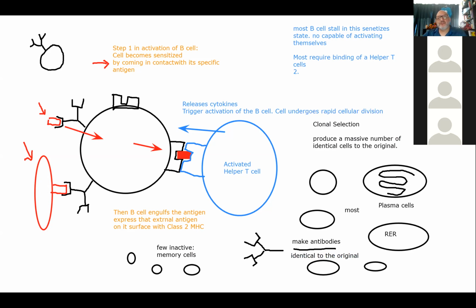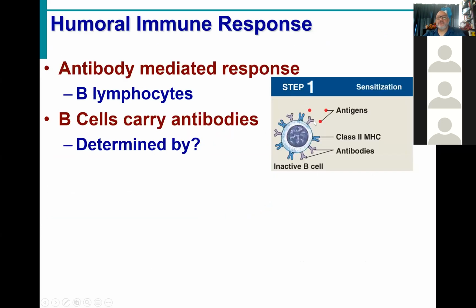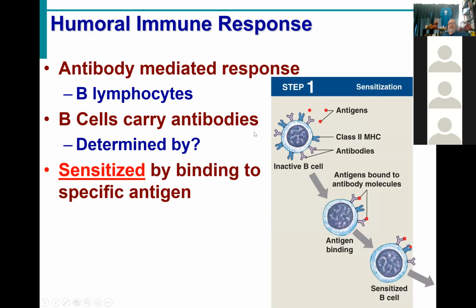Let's look at the pretty pictures from your textbook. So here we have a B cell with its class 2 major histocompatibility complexes and its IgD antibodies. And it comes in contact with this cute little red antigen. When it comes in contact with the cute little red antigen, it binds to it. It engulfs it, and it expresses it on its surface with that major histocompatibility complex, class 2. And at this point, our cell is sensitized. Sensitized, but not able to do work.